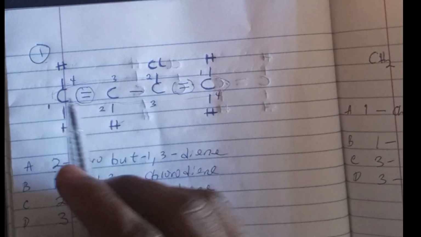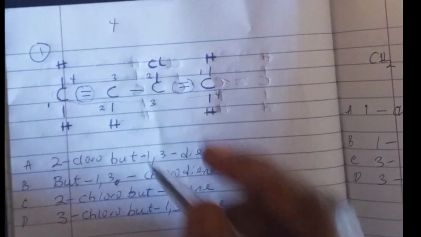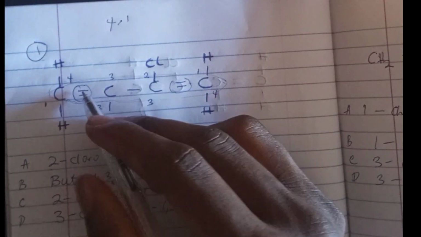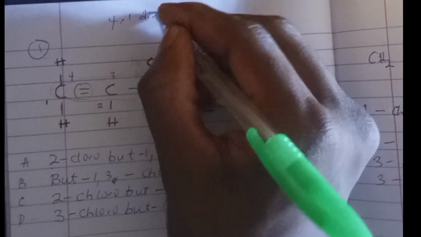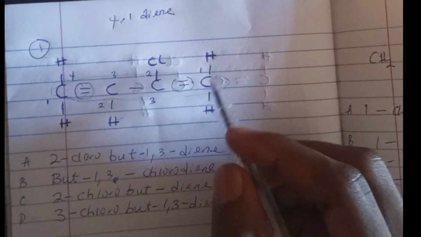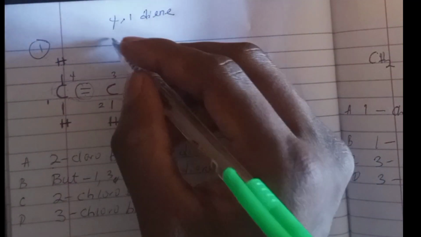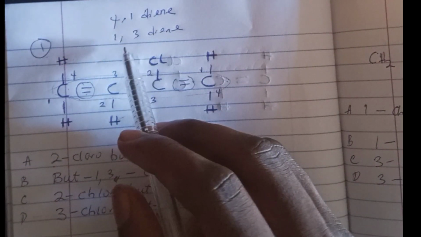If you check here, we have 4 and 1, two double bonds, which is going to be a diene. If you count from this side, we have 1 and 3, so it would be 1,3-diene. Between 1,4 and 1,3, which one is the smallest? Actually 1,3, because adding 1 and 3 gives 4, but adding 4 and 1 gives 5. So I'm going to pick this one as the principal substituent, or the suffix.